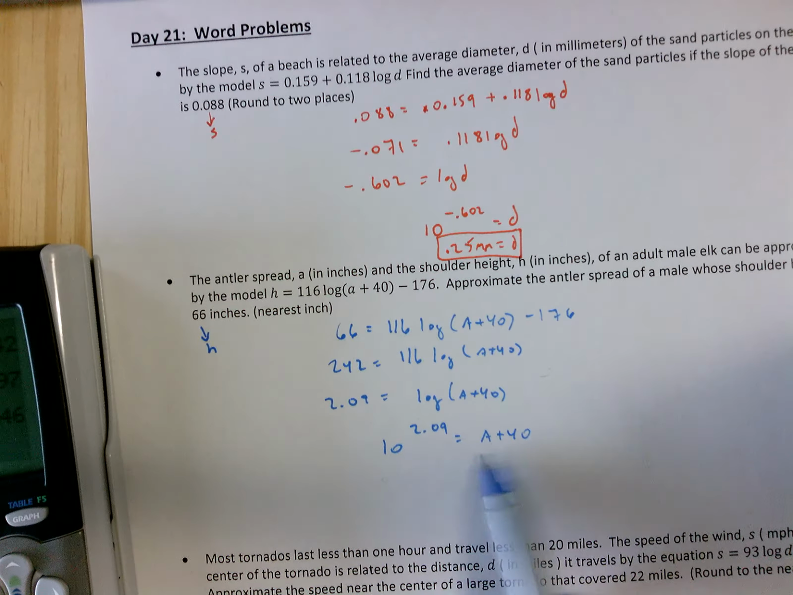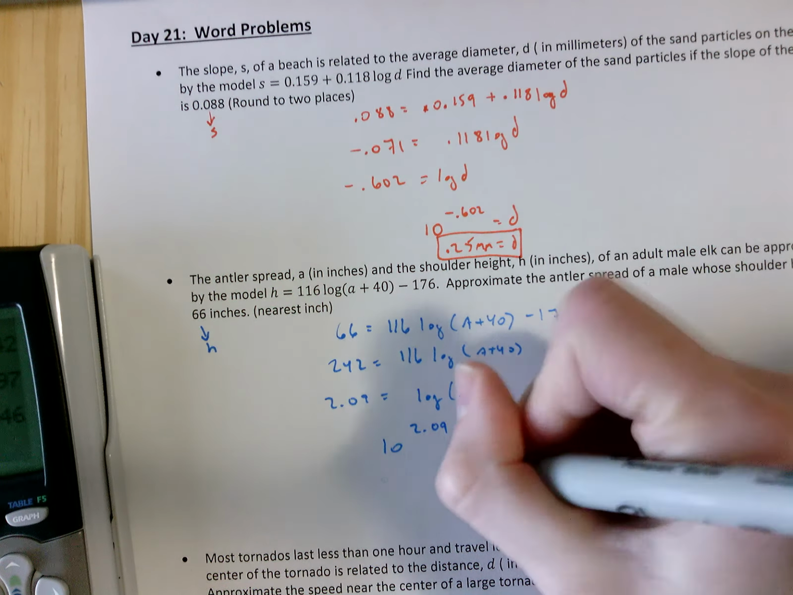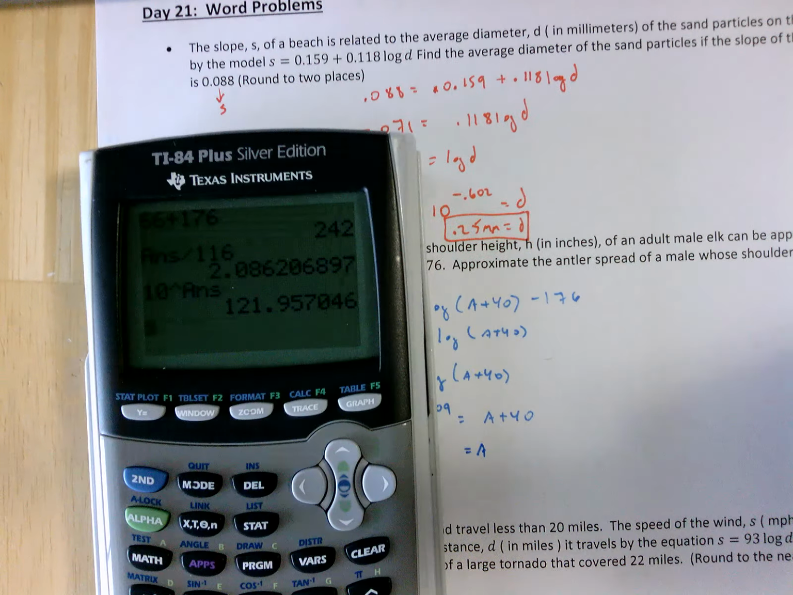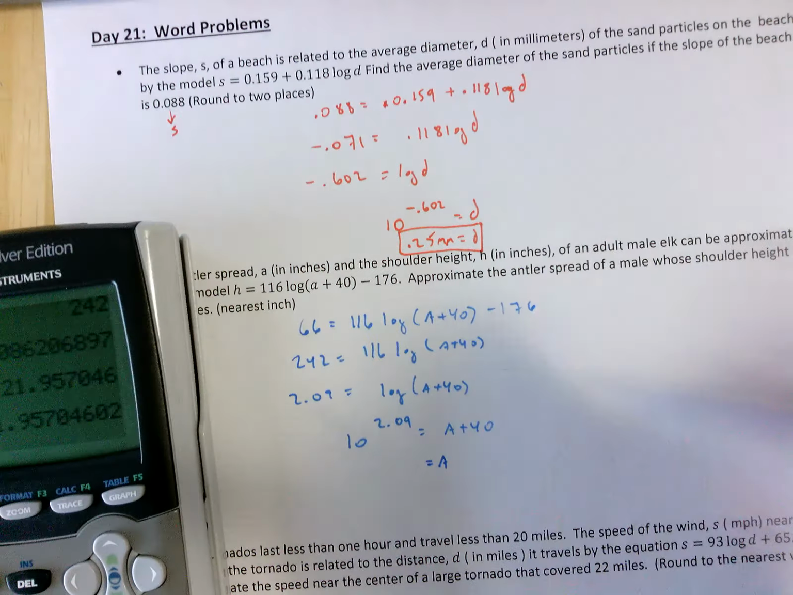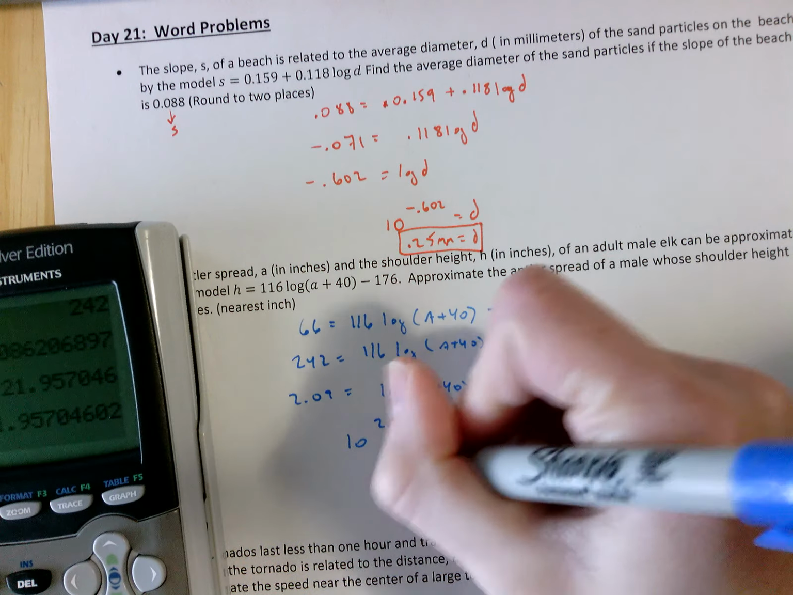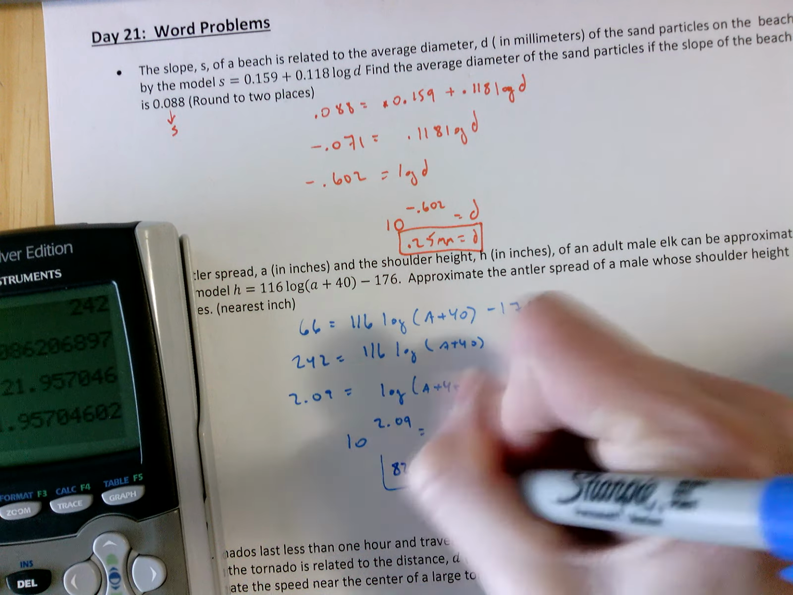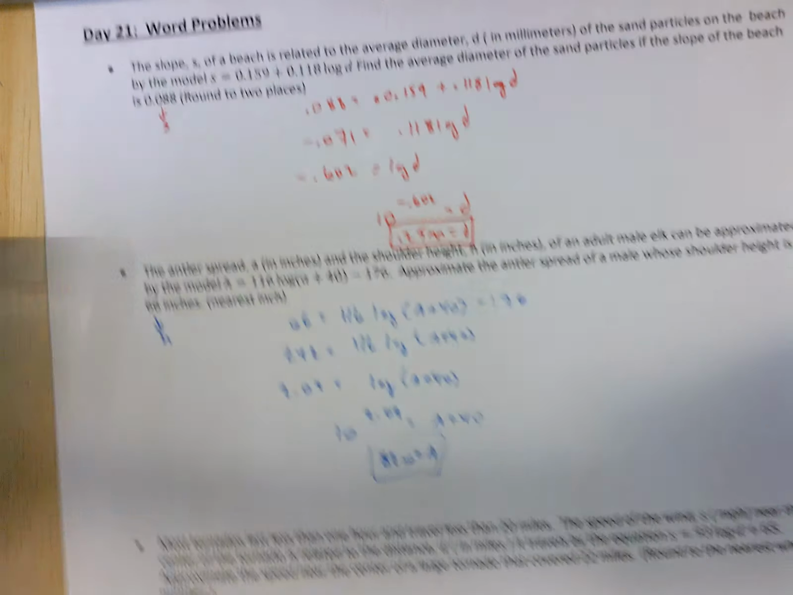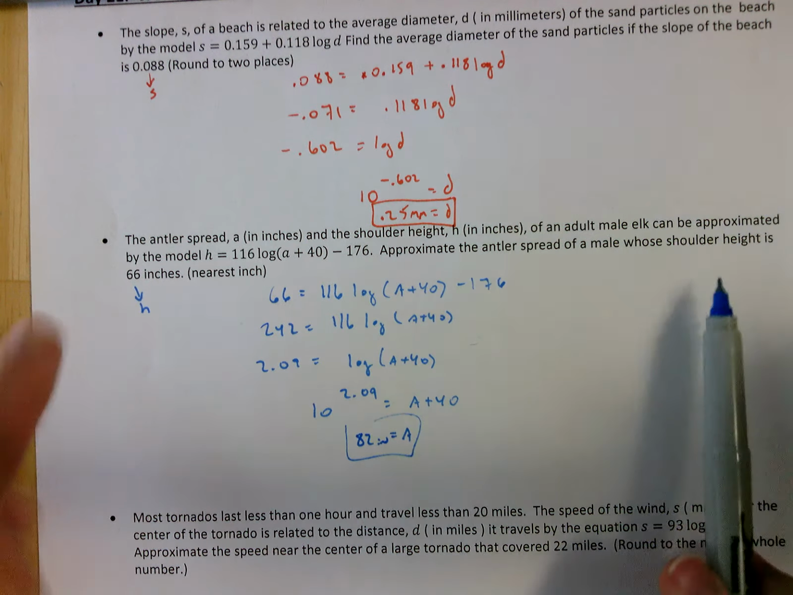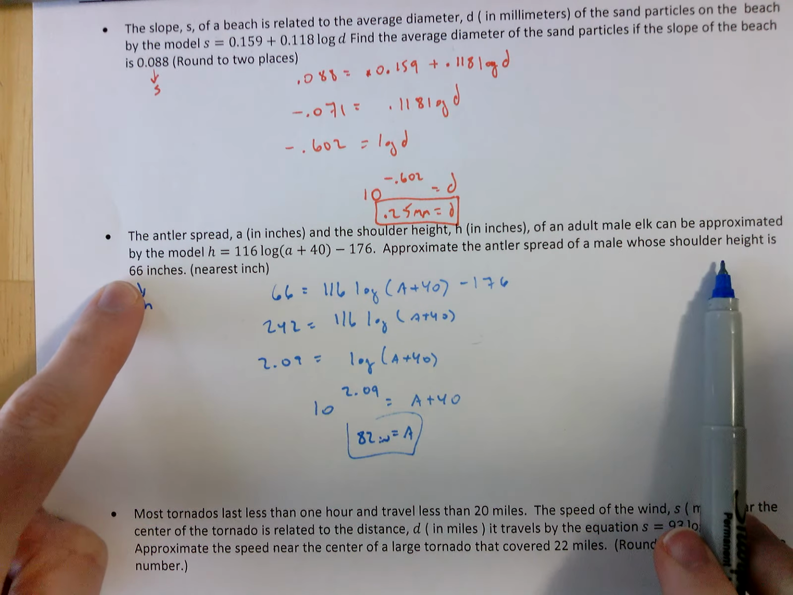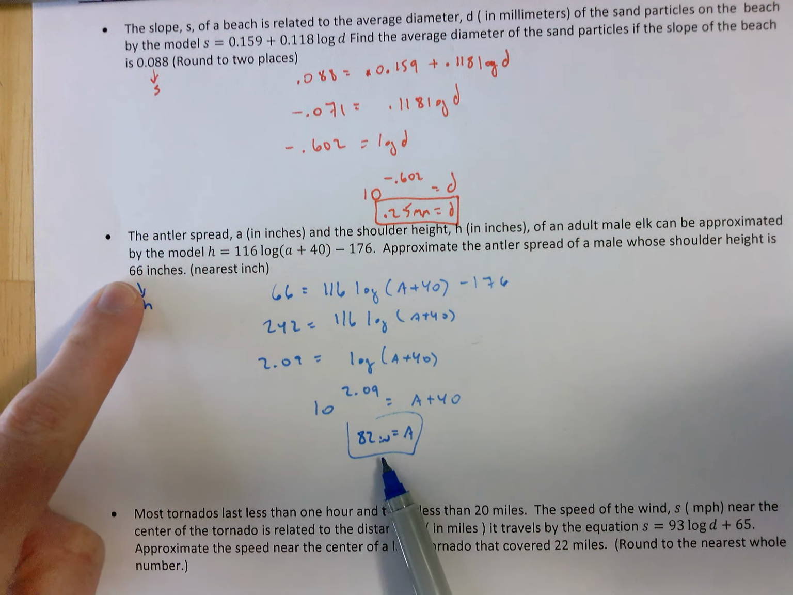Okay. All right, so that gives us this 121, and then obviously I'm going to subtract 40 from both sides. So I'll go ahead and do that. So subtract 40, and it works out to about, to the nearest inch, 82 inches. Right, problem said the nearest inch. So about 82 inches.